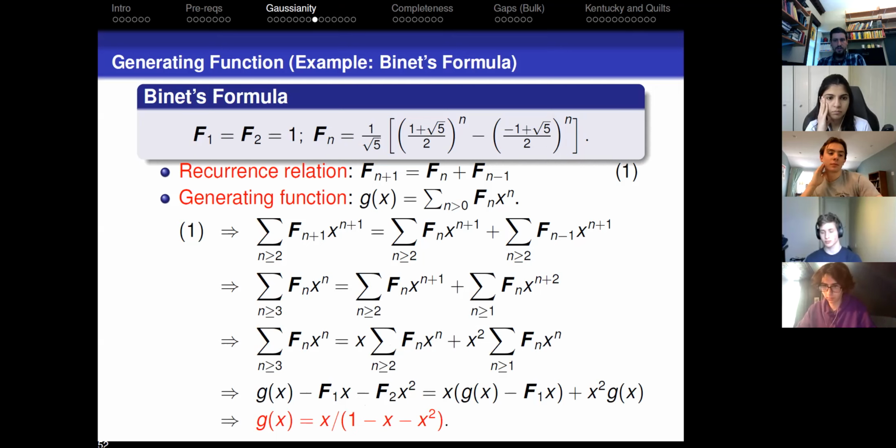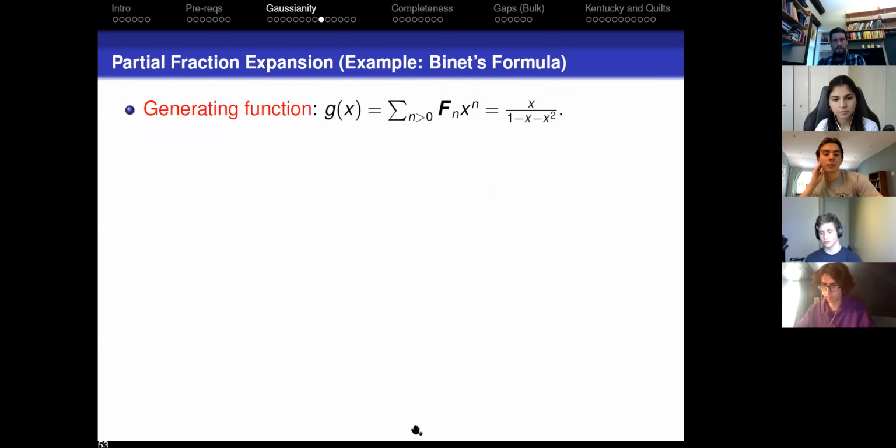You might have seen this in some integration problems where if you're integrating things with cosine, you integrate by parts twice, and then you have your integral on both sides of the equation with a coefficient other than 1. You bring it over and then you can solve for the unknown integral. So we get g(x) is x over 1 minus x minus x squared.